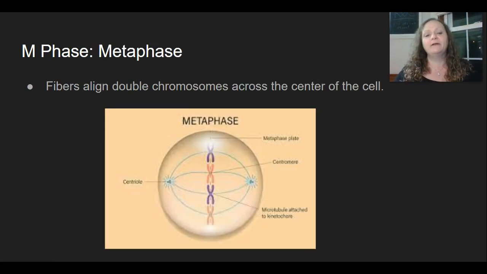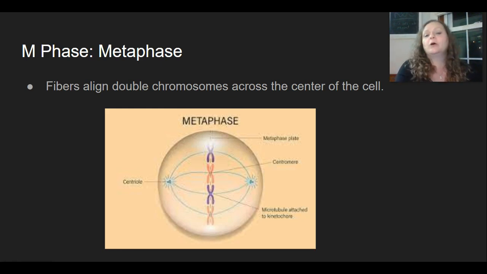In the metaphase, the spindle fibers are actually going to align the double chromosomes across the center of the cell. They line up in the middle. Metaphase has always stood for middle for me. So metaphase, they line up in the middle. Prophase, lots of firsts, the first time we see chromosomes. Metaphase, middle. That's where all your chromosomes are.